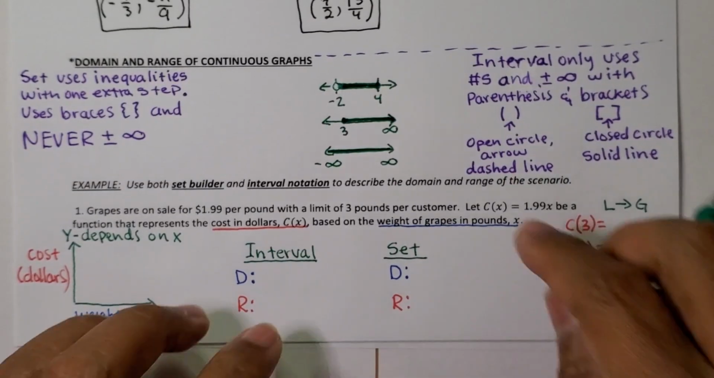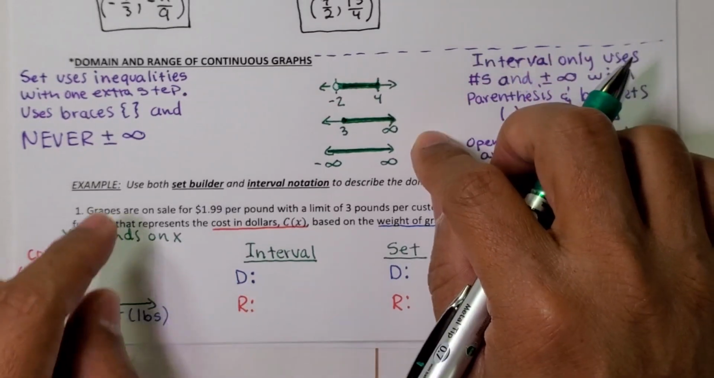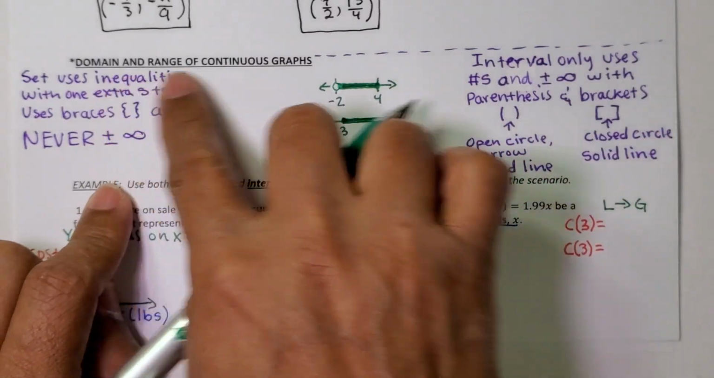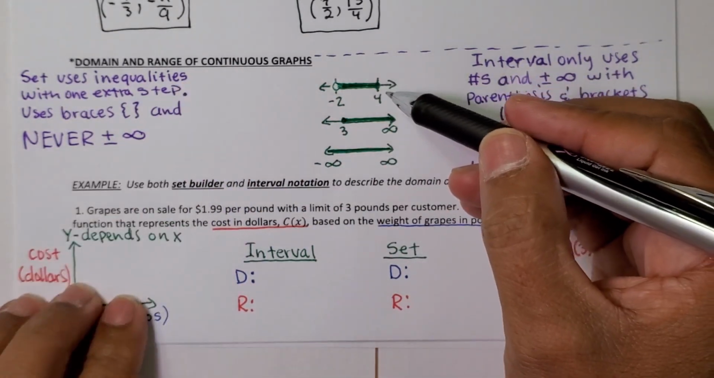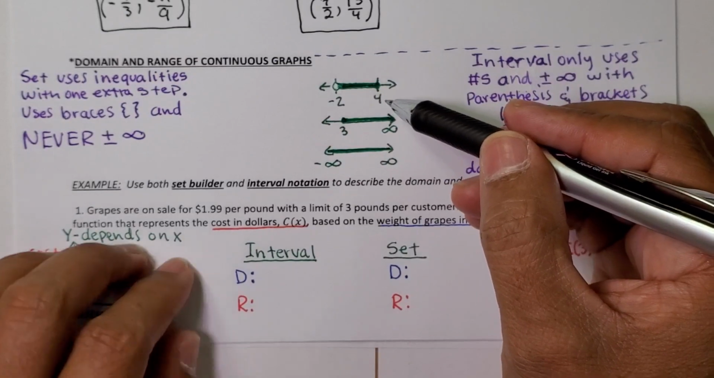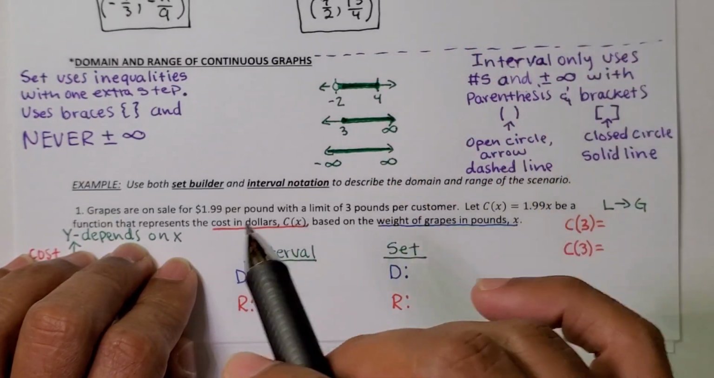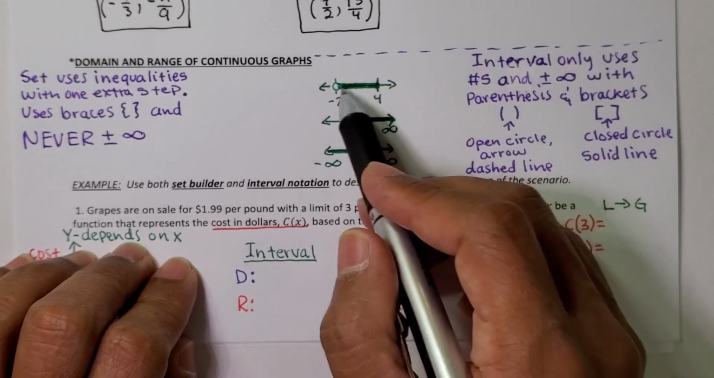So what I did is I just drew these lines here, okay? And I'm going to explain to you what we are going to do in these three examples. So domain and range of continuous graphs. There's a difference between discrete graphs and continuous graphs. A discrete graph is, for example, you just see a bunch of points plotted on a graph, but they're not connected. Continuous just means the points are connected, okay?